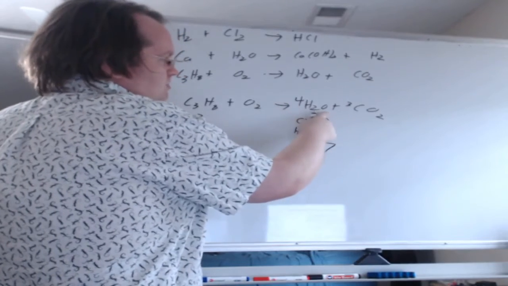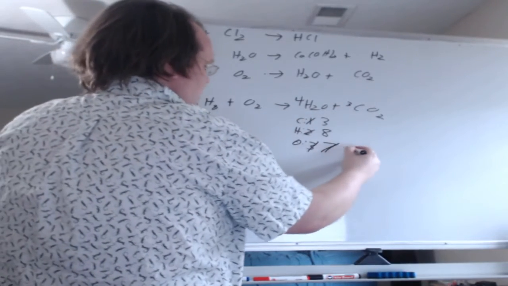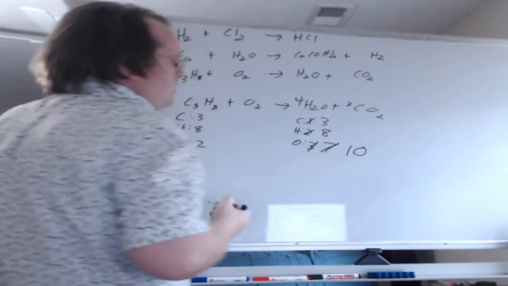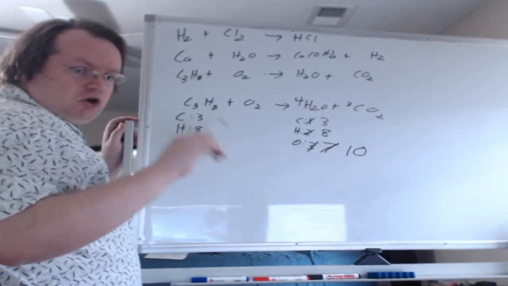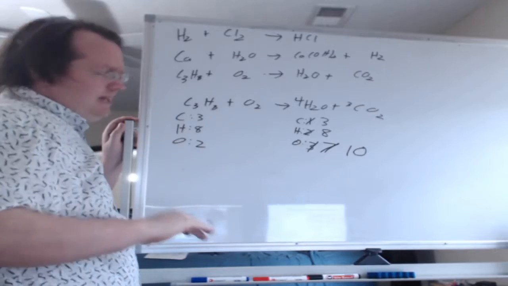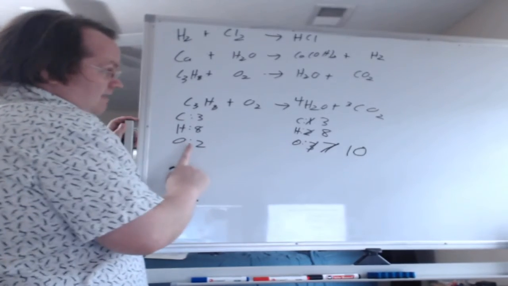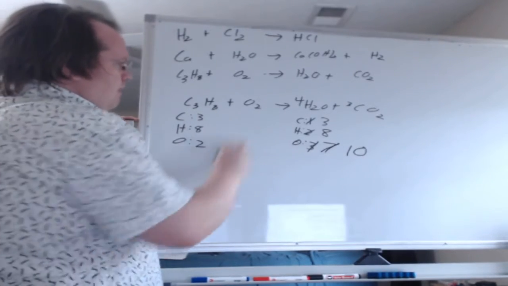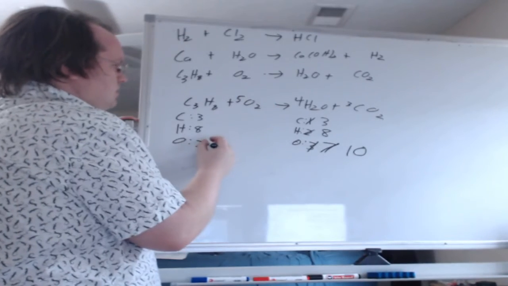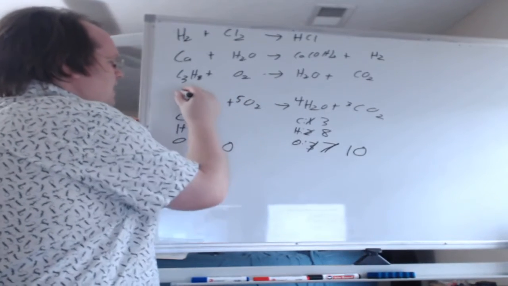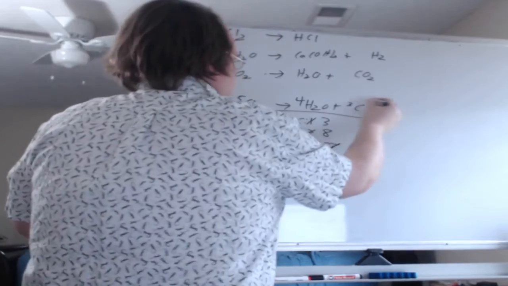And I have 4 times 1 is 4, plus 3 times 2 is 6. I'm going to have 10 oxygens. So now that I've done the atoms that occur in only one molecule, I'm going to do oxygen at the end. I have 10 on the right, and I have 2 on the left. So if I put a 5 in front of this oxygen, I'll now have 10. And I'll now have a balanced equation to work with.